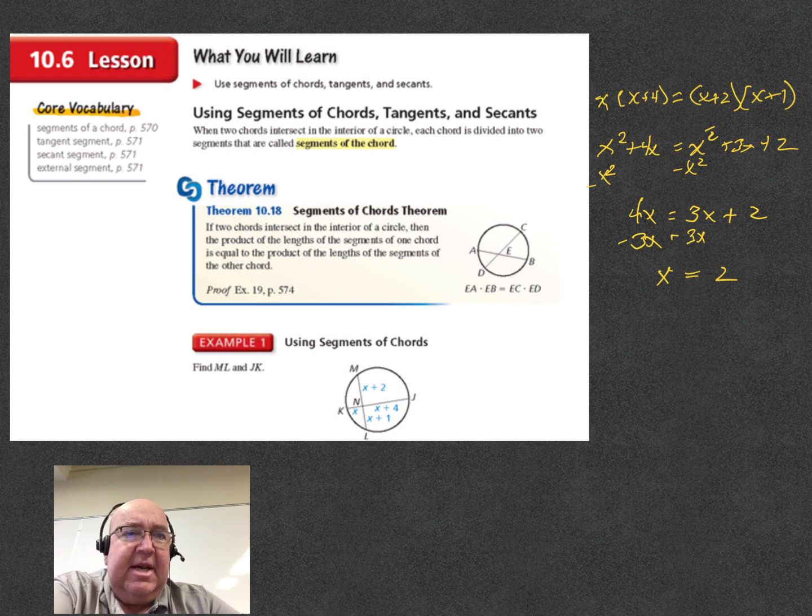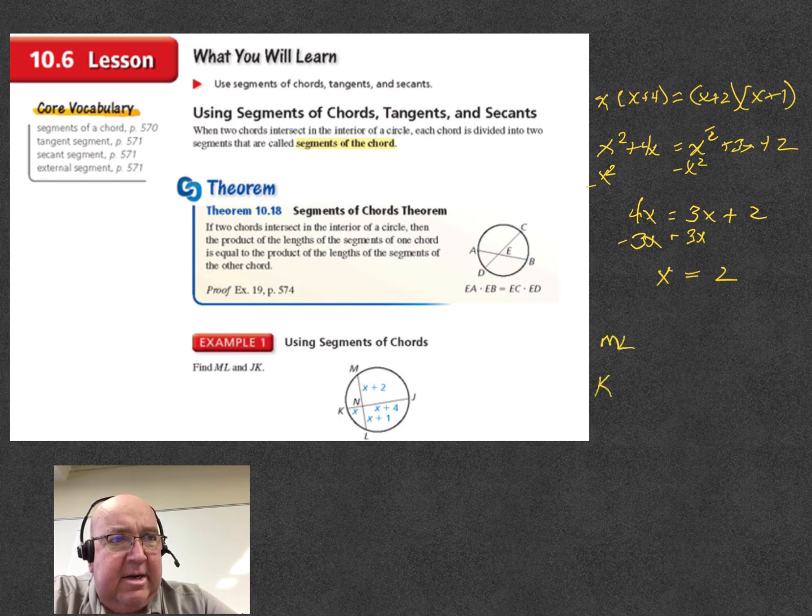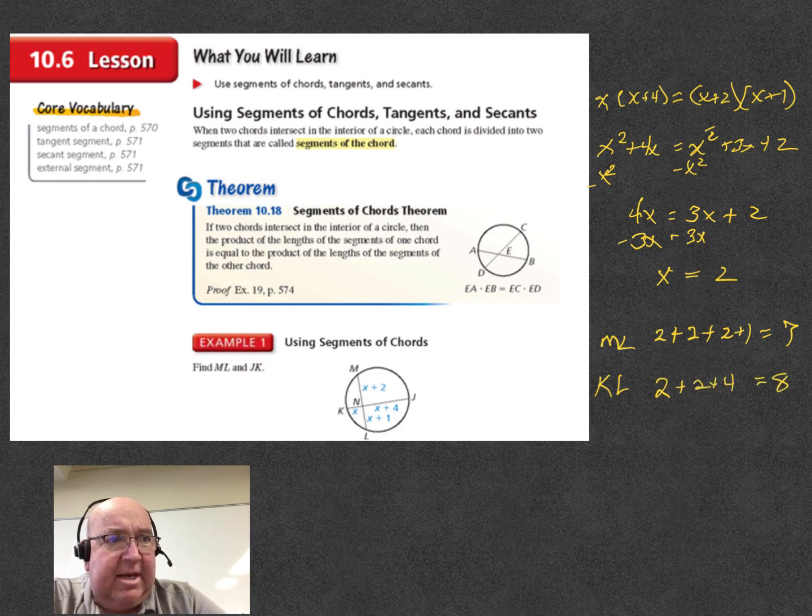So now we're going to put that in to find the length of ML and KL. ML is going to be 2 plus 2 for MN, and 2 plus 1 for LN, and that's going to be equal to 7. KL is going to be 2 for just NK, plus 2 plus 4, and that's going to equal 8.